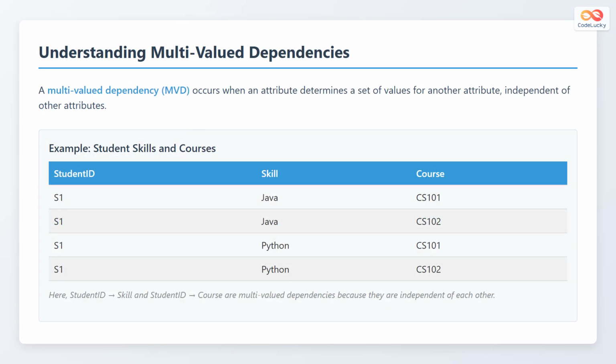A multi-valued dependency, or MVD, occurs when an attribute determines a set of values for another attribute, independent of other attributes. For example, consider a table of students, skills, and courses. We have student ID S1 who has skills in Java and Python and is enrolled in courses CS 101 and CS 102. Here, student ID determines the set of skills and the set of courses independently. Therefore, student ID to skill and student ID to course are multi-valued dependencies because they are independent of each other.